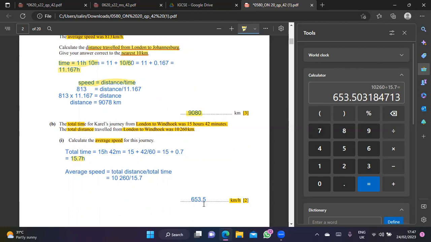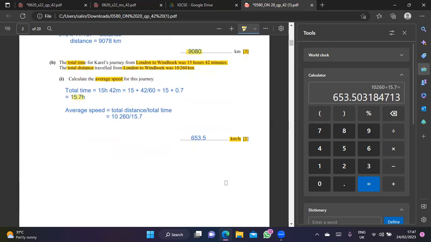653.5. Okay, done, yeah? MashaAllah, 2 marks. So how many marks are we collecting now? 3 plus 2 equals 5 marks altogether. Okay. Next question.